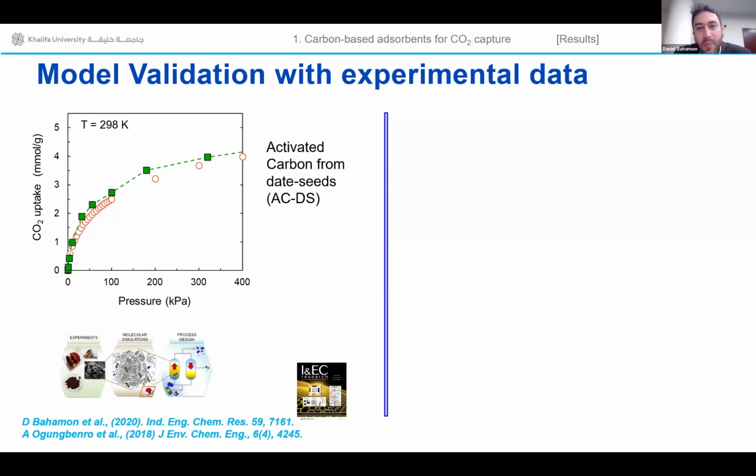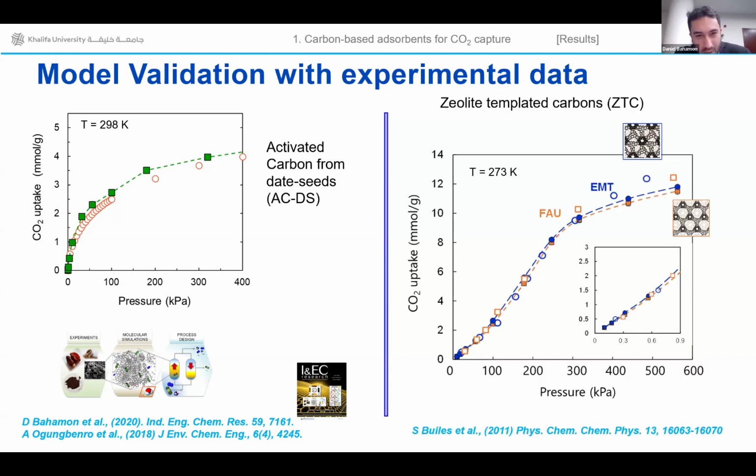Now, with respect to the zeolite templated carbons, you might see here some validation for two specific zeolite templated carbons, the faujasite and the EMT. You might see also a very good agreement, especially at low pressures. When you go to higher pressures, there is a slight deviation, most probably due to the synthesis of the ZTCs.